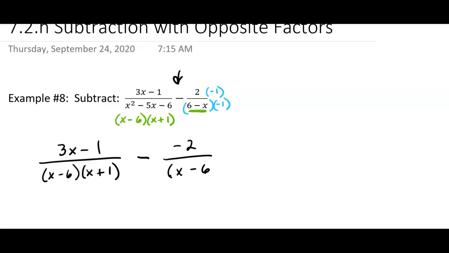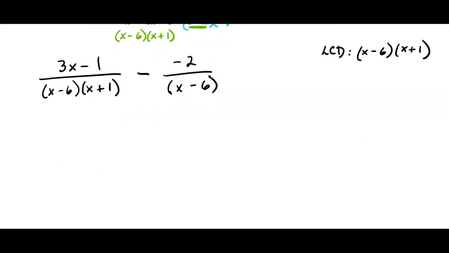X minus 6. Okay, so it switches that 6 minus x when we multiplied by -1 to the other way, x minus 6, which is great because we wanted it to be an x minus 6. Okay, now let's think about the LCD. The LCD is going to have a factor of x minus 6 and a factor of x plus 1. So the first one, that's okay. We have that denominator. 3x minus 1 over x minus 6, x plus 1.